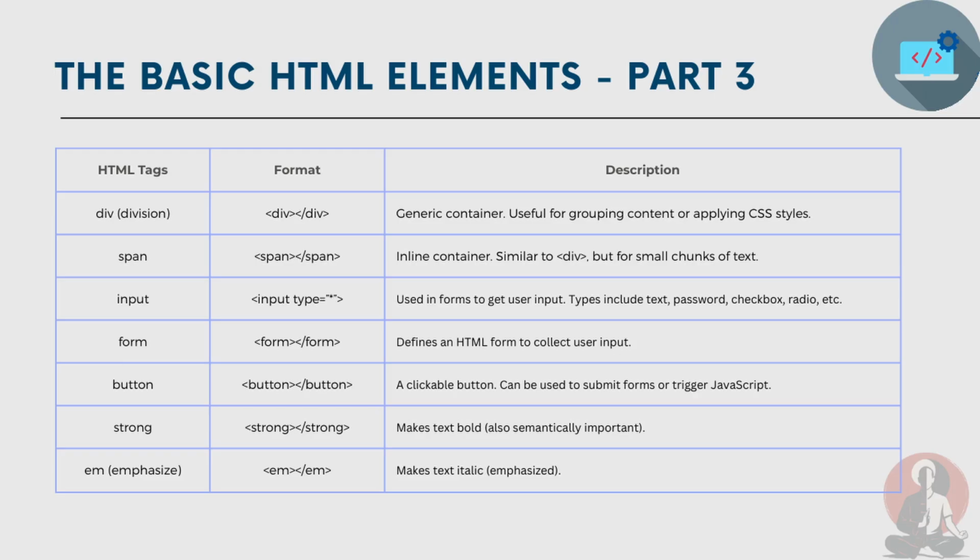Then we have input. It is used in forms to get user input. Input types include text, checkbox, radio, and many more. Form. It defines an HTML form to collect user input. Then we have button. It is a clickable button that can be used to submit forms or trigger JavaScript. We also have strong, which makes the text bold, and em, or emphasis. It makes the text italic.